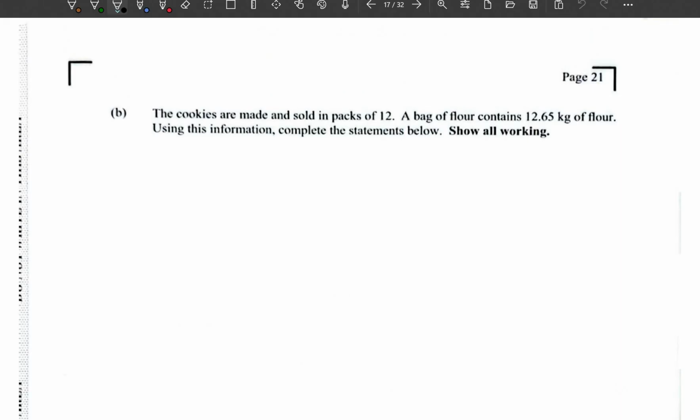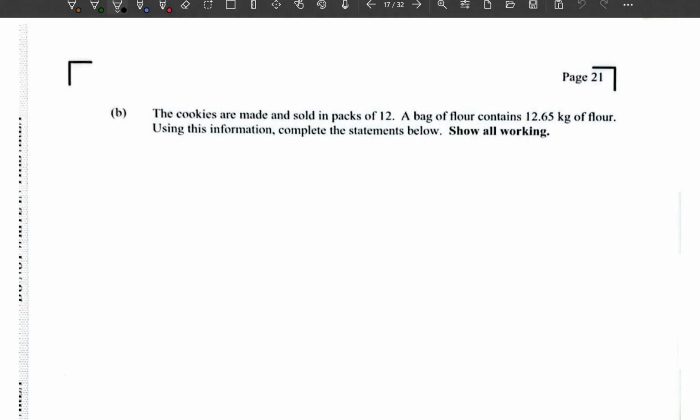Part B tells us that the cookies are made and sold in packs of 12. A bag contains 12.65 kilograms of flour. They told us using this information, complete the following statements below. They want us to show all working.